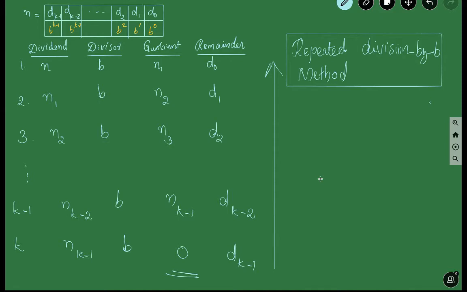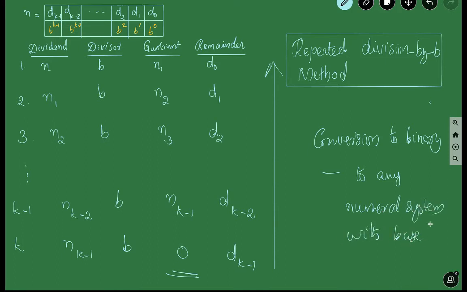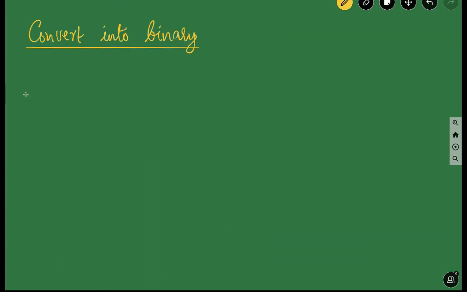This method can be applied in the case of conversion to binary or conversion to any numeral system with base b. We can use this repeated division by base b method. Now let us convert an integer, say n equal to 257, to binary system. We need to repeatedly divide this number by the base 2 here.